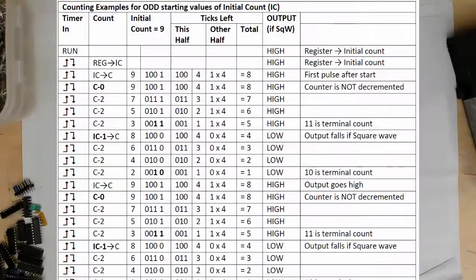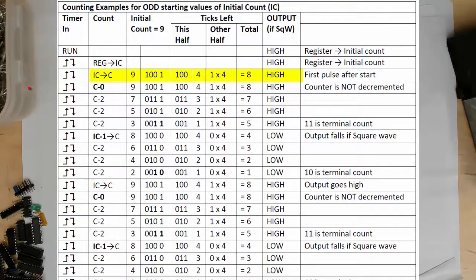Now let's look if we load an odd value. So again, when we do the run, it moves it from the register into the initial count register. And so that's that extra one that shows up at the beginning. The initial count moves into our counter. So we get 9 into the counter. And we can see we've got 4 in this, 4 in the other for a total of 8.